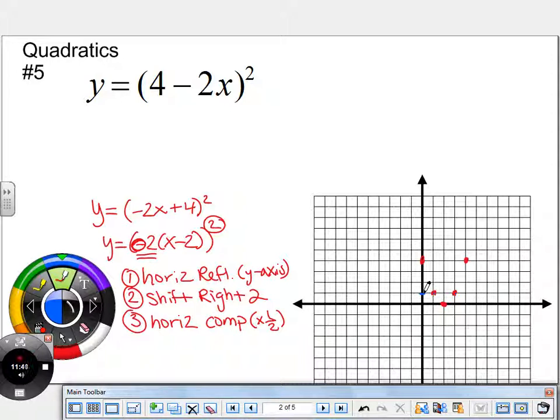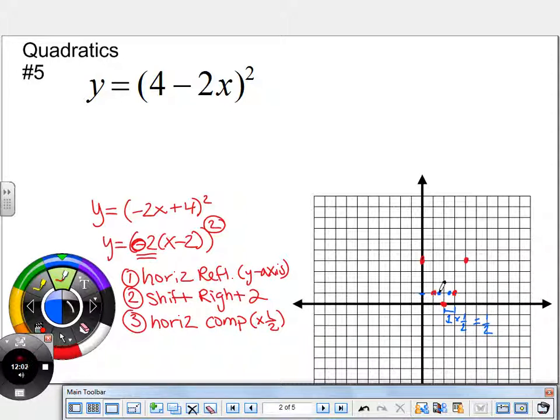So normally the distance between the vertex and this point here is 1 unit. Because it's getting compressed by 1/2, that distance is basically getting multiplied by 1/2. And 1 times a half is going to end up being a half. So I want this distance to not be 1. Instead, I want it to be a half. In other words, this point's going to be here, and same on the other side.